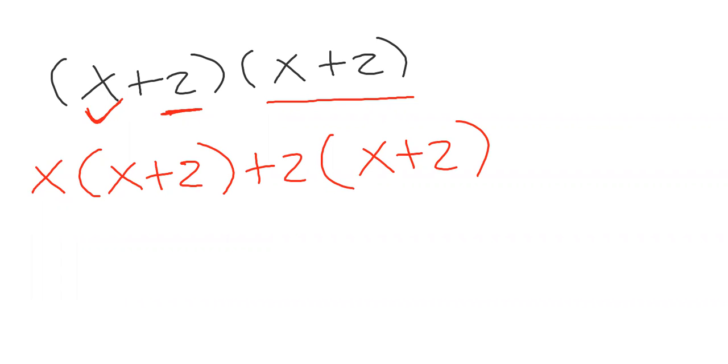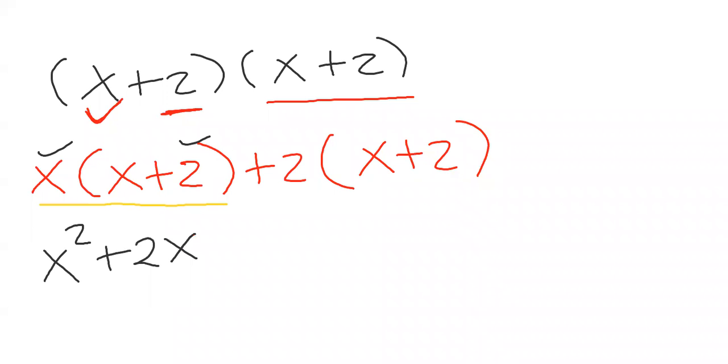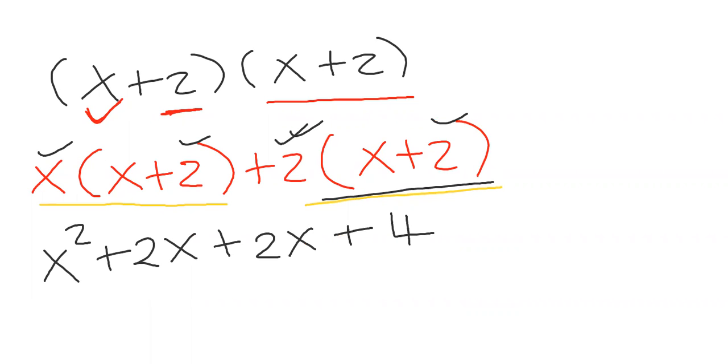From what we have been doing, we know that this x is going to multiply everything that is inside our brackets. So x times x is going to give us x squared. X times 2 is going to give us 2x. Then we can jump on to this side and do the same thing. Let the 2 multiply everything that is inside this bracket. So the 2 multiplied by the x, we get 2x. Then the 2 multiplied by the 2, we get a 4.